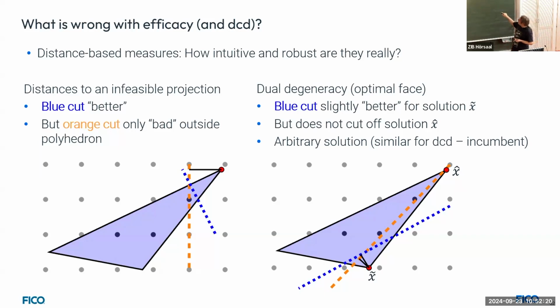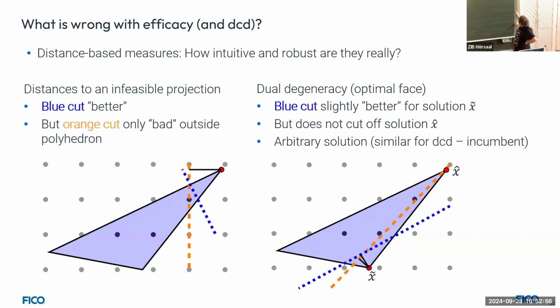So just from eyeballing it again, we would probably argue that the orange cut is better because it chops off a bigger part of the polyhedron. And then again, dual degeneracy might hit you hard. So consider this situation where you have two alternative optima for your linear problem, because your objective function is parallel to one of your constraints, or, in a higher dimension, might be tangent to one of the faces of your polyhedron.